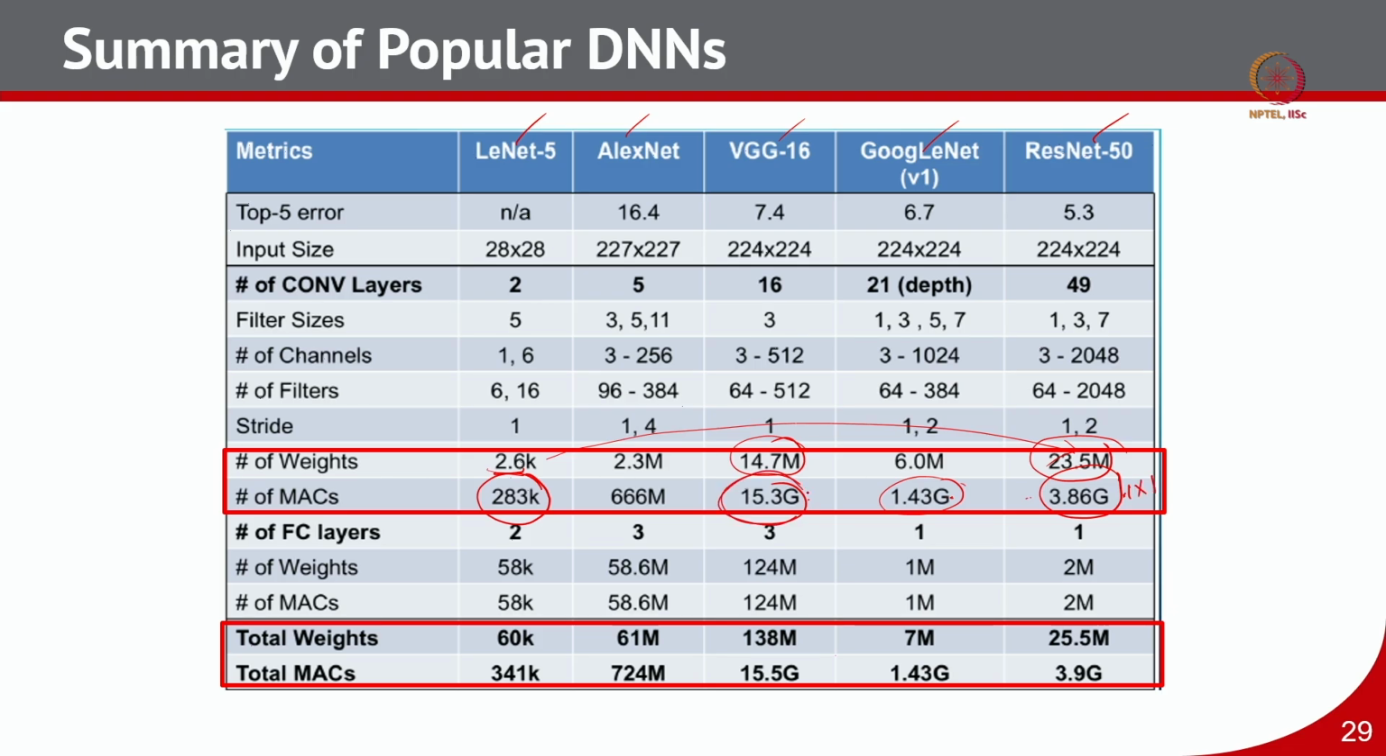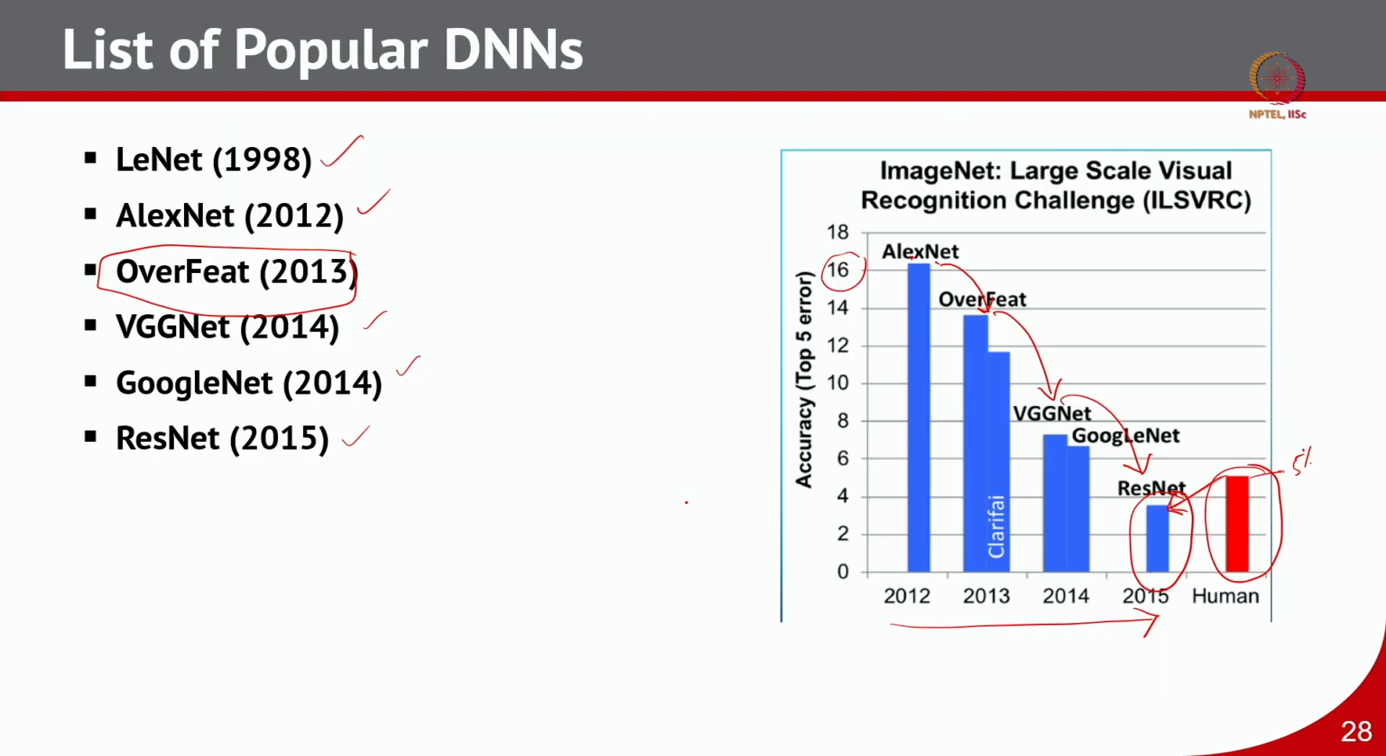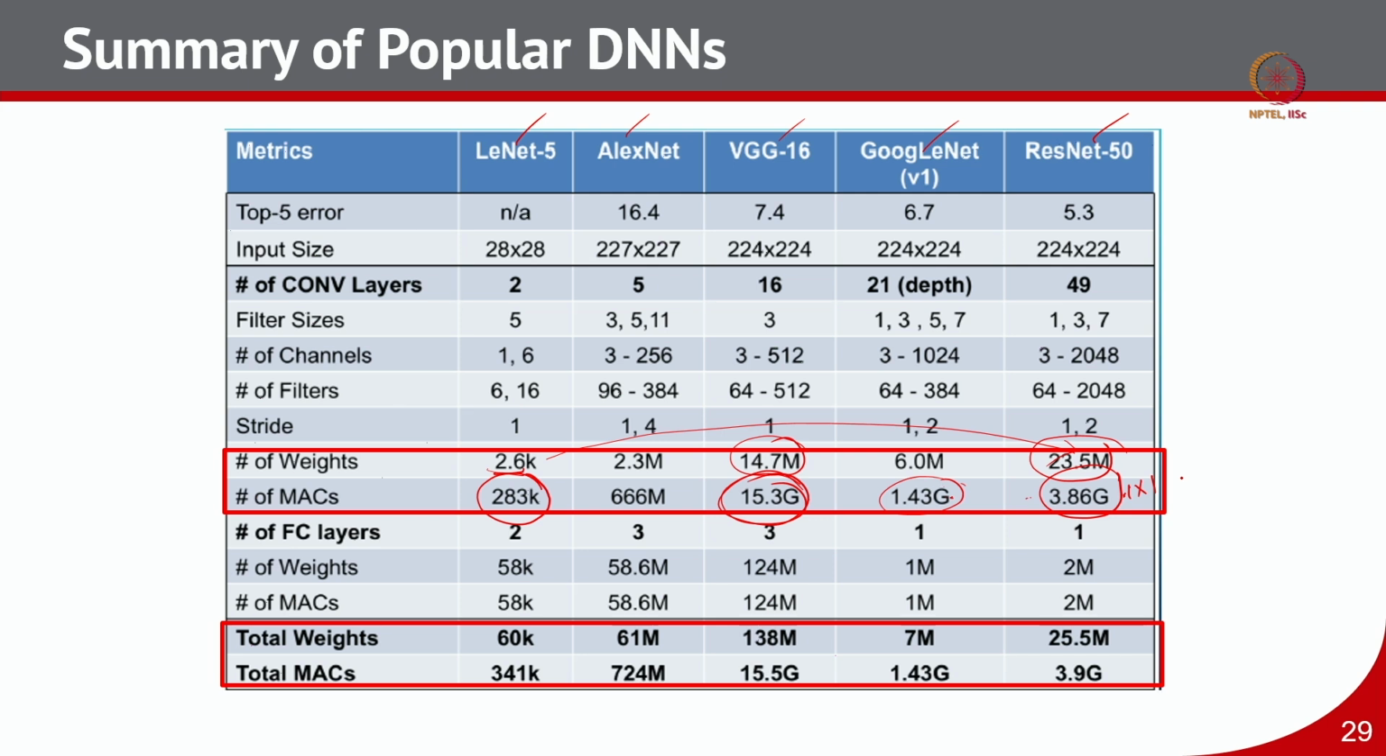In VGG16, the number of multiply and accumulate operations is much higher than GoogleNet or ResNet 50. But if you remember, let me go to the previous slide. If you see, VGG16 has higher error than GoogleNet or ResNet 50, right. So, that is one observation.